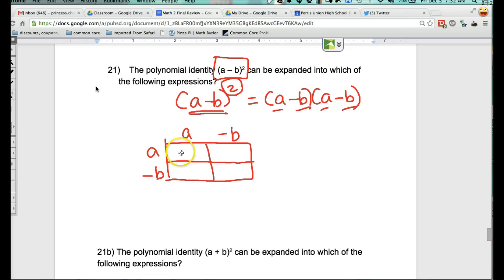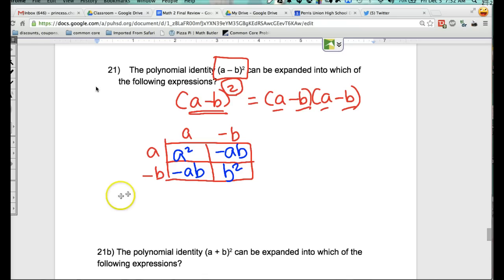So a times a is a squared. a times negative b is negative ab. a times negative b is negative ab. Of course, you could write negative ba, but that will be the same as ab. Okay, so I'm just writing ab, so it looks the same over here. Negative times a negative is positive. b times b is b squared. Okay, so there you go.